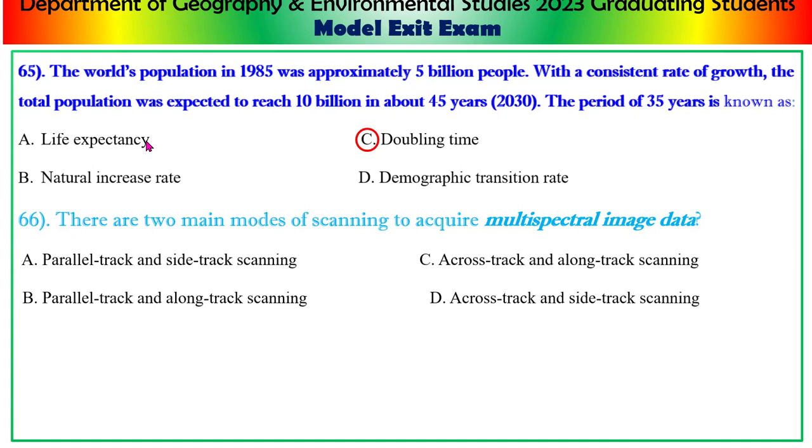The other is along track scanning. It involves the sensor's field of view being directed along the direction of the track or flight path. In this mode, the sensor captures data along the direction of movement. This scanning mode is often used in airborne imaging systems such as aerial photography or airborne LIDAR, where the sensor captures data along the aircraft's flight path. Therefore, the answer for this question is across track and along track scanning. The answer is C.